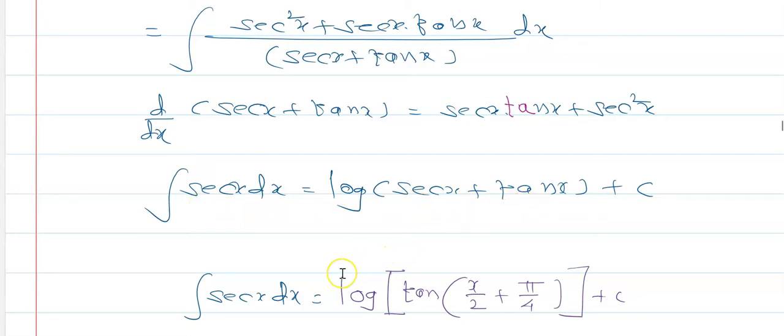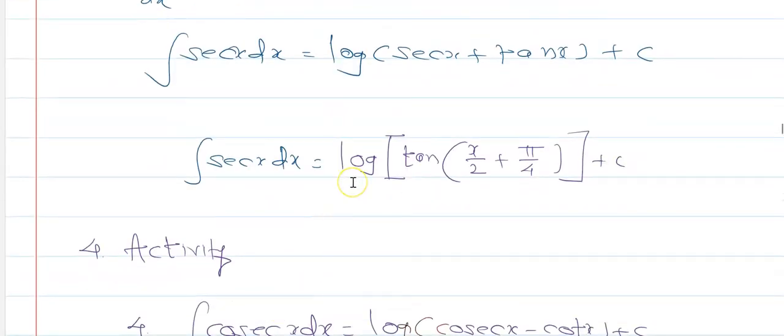And there is also one more formula: the integral of sec x into dx is equals to log of tan of x upon 2 plus pi by 4. Now this is also very important when we go to the next chapter, that is definite integral, which will require this type of formula. Therefore remember these two formulas: integral of sec x dx is equals to log of sec x plus tan x, or integral of sec x dx is equals to log of tan of x by 2 plus pi by 4 plus c.